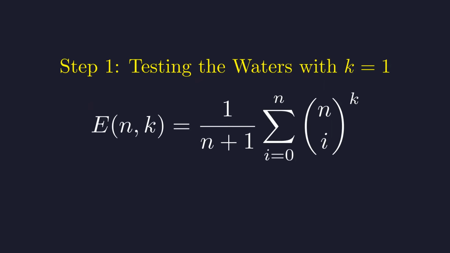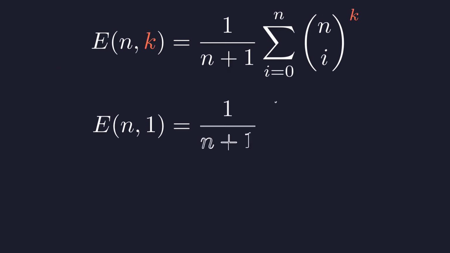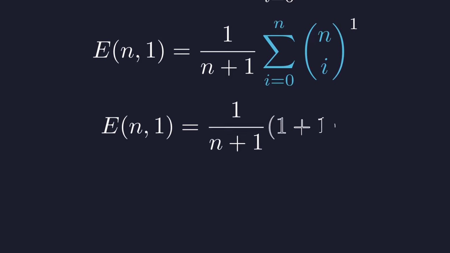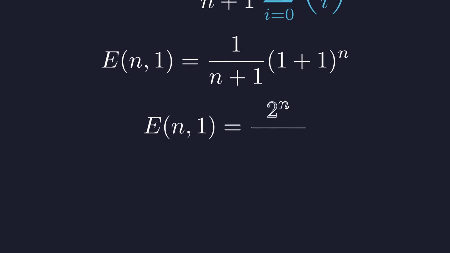Here's our expression again. Let's substitute k equals 1. The expression simplifies slightly. This sum is a classic identity. From the binomial theorem, we know this is equivalent to the expansion of (1 plus 1) to the power of n. This substitution makes the sum much simpler to evaluate. So for k equals 1, our condition is that 2 to the n divided by n plus 1 must be an integer for all n.